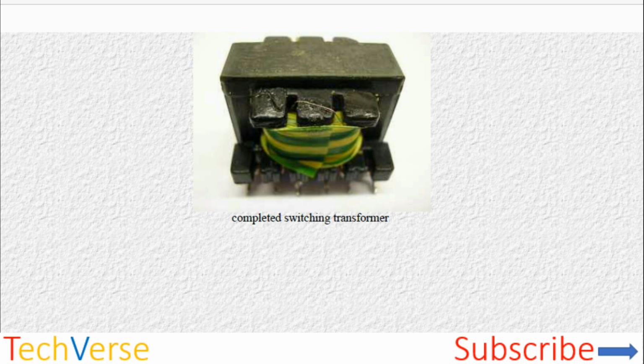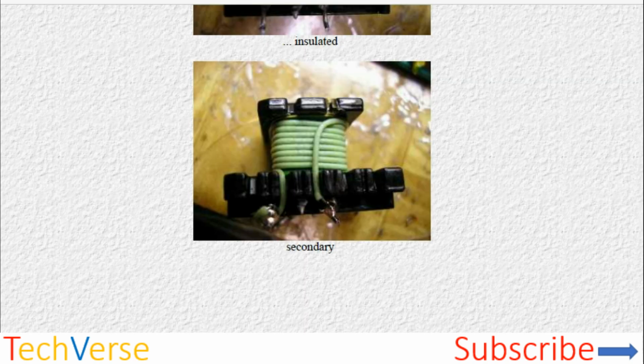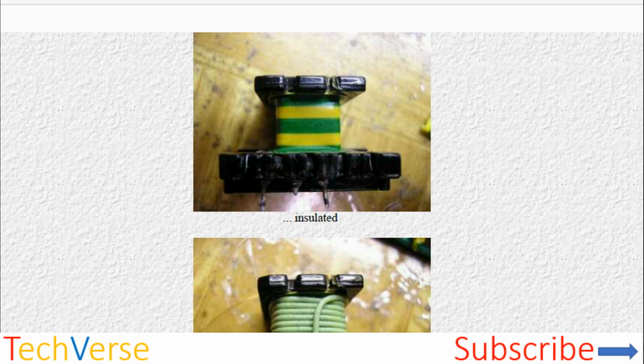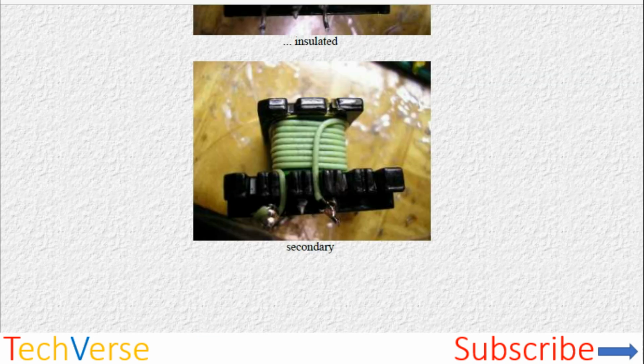So this is the switching transformer, which has been completed. These are the windings. So you begin by making the primary winding, then all the insulation, then the secondary winding, then you insulate, and so on.